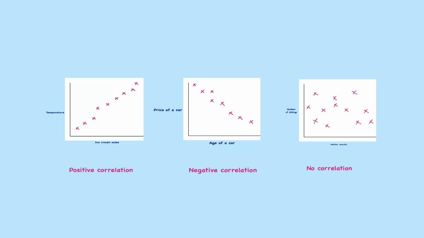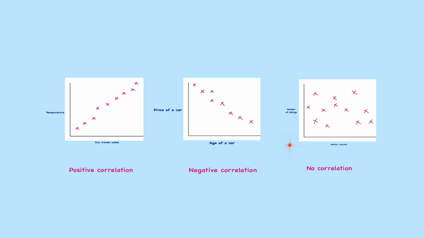So to recap, this shows a positive correlation. As the temperature increases, so do the ice cream sales. That is a positive correlation. And this one, as the age of a car increases, its price decreases. So when, for example, looking at this point, it shows that the car is very old, and the price is low. And that is a negative correlation.